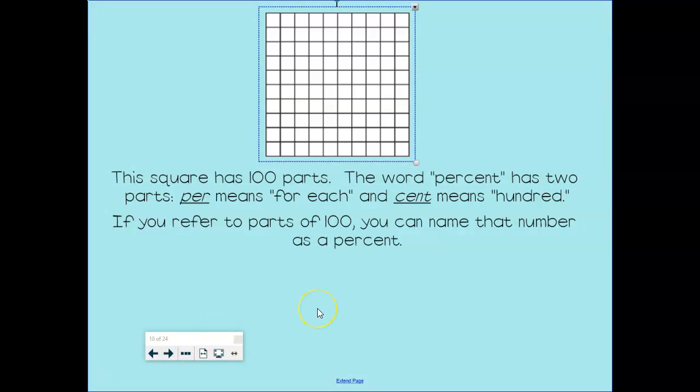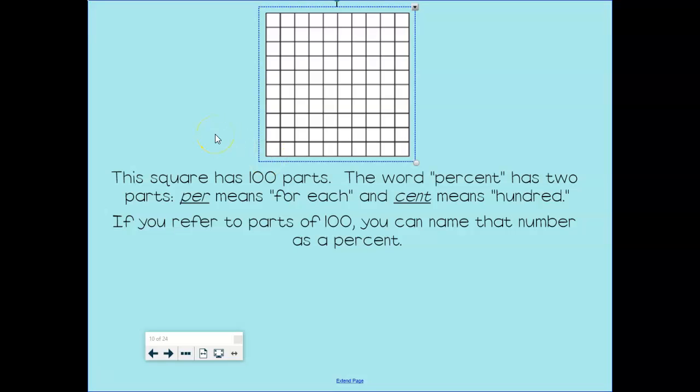Alright, so now we're going to learn about what a percent is. This square has 100 parts. So if I were to count all the little parts or the boxes on the square, I would count 100. Sometimes we call those units. So there are 100 units here.